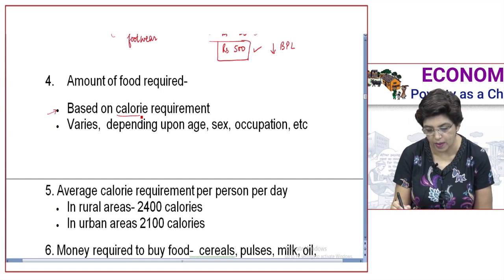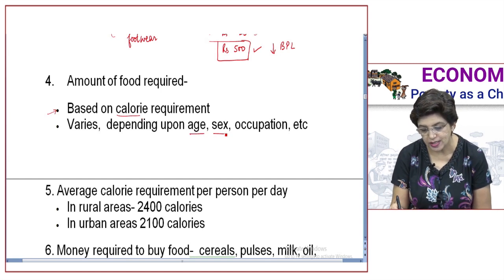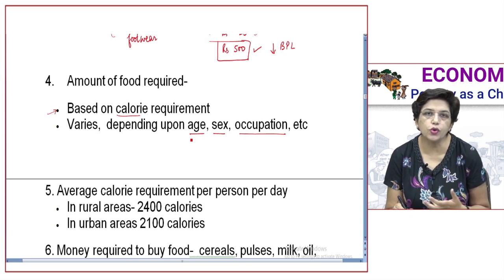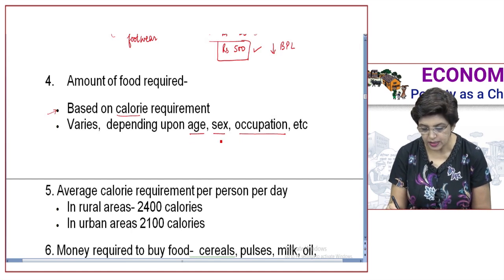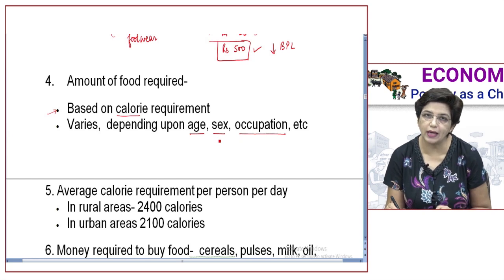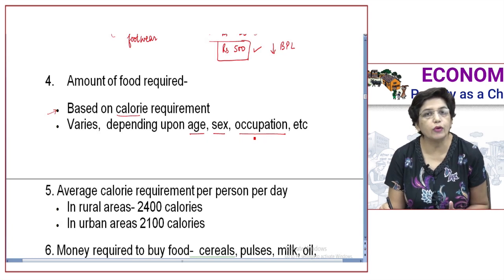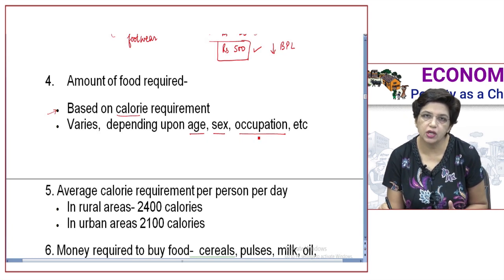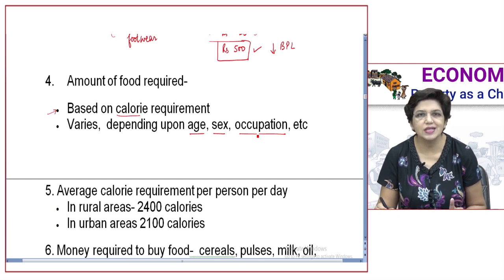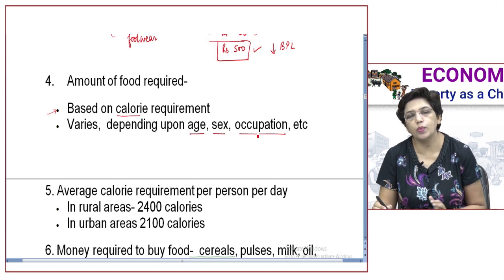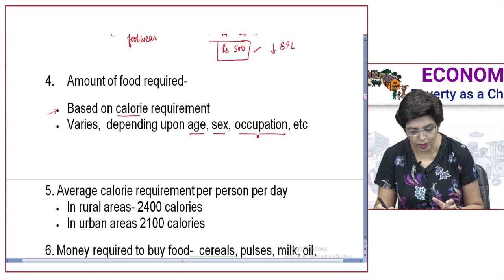This calorie requirement varies depending upon age, sex or gender, and occupation. Growing children need more energy, so the calorie requirement is higher as compared to the elderly. As per gender, the requirement of calories in males is genetically higher as compared to females. The calorie requirement also depends upon occupation. Those who have to do manual work like construction labor or domestic workers need more calories as compared to persons who are doing a desk job. So accordingly, the calorie requirement is first determined.